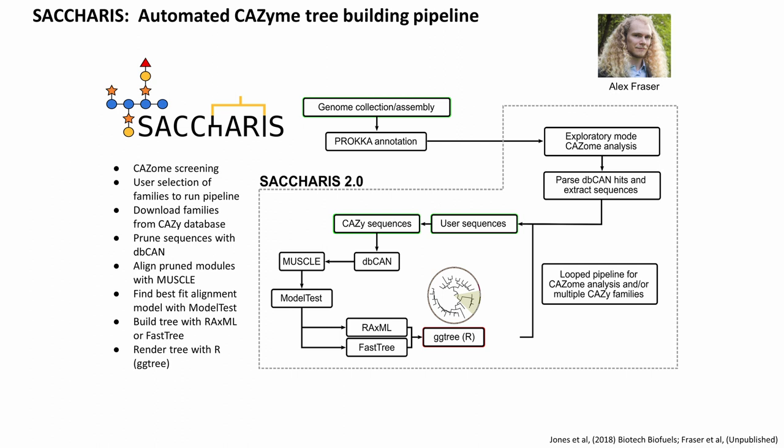So this is all automated. And the beautiful thing is that we can loop it for every single family. So let's say you have 50 different families of sequences in your data set. This will run through them all sequentially, and you get your entire CAZome built. And what SACCHARIS basically is, it's an automated tree builder. So this allows you to actually compare your individual sequences with the characterized sequences that are available in the database.